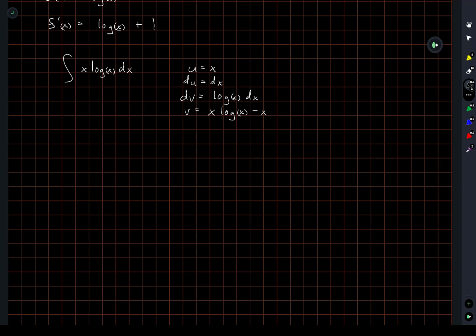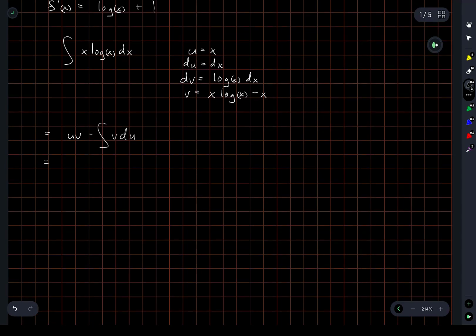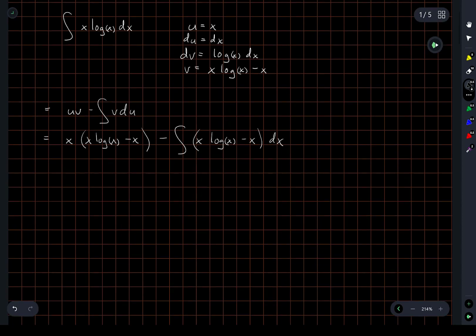Okay, so what is this integral equal to? It'll be equal to uv minus the integral of v du. So this is x times x log x minus x, minus the integral of x log x minus x dx.